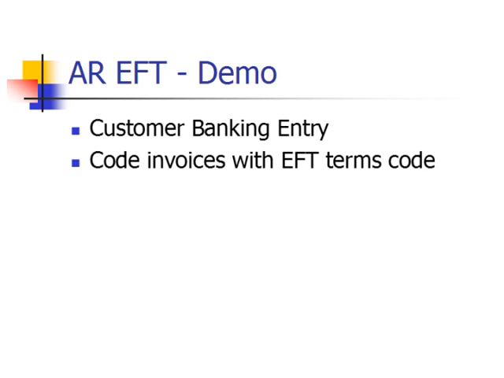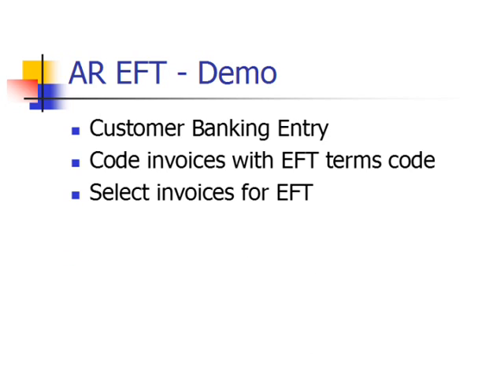In order for AR EFT to know which invoices to go and collect electronically, it's done with an EFT terms code, a special terms code you've set up in AR that will designate an invoice as an EFT invoice. This terms code can be applied at invoice and memo entry, or it can be applied later.